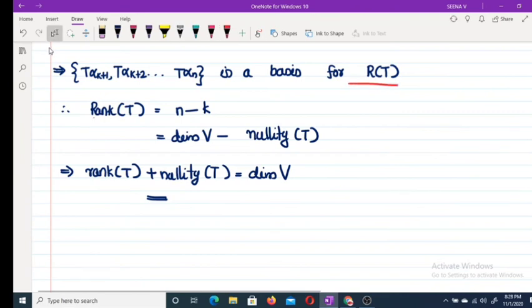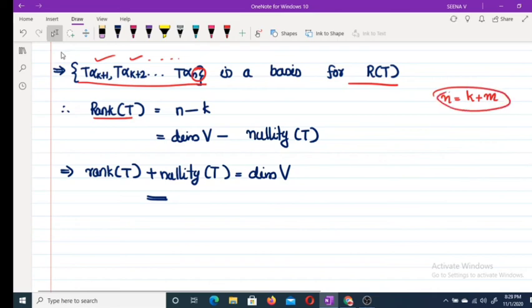Now, what is the rank of T? Rank of T means the number of elements in the basis. How many elements are there? 1, 2, 3, etc. up to this one. This is n. Okay, so n is equal to some k plus some m. You can write it like this. So what is m actually? This number m you can write as n minus k.